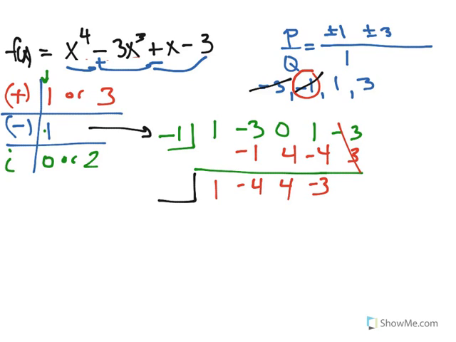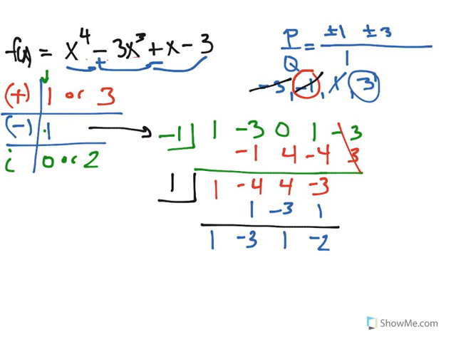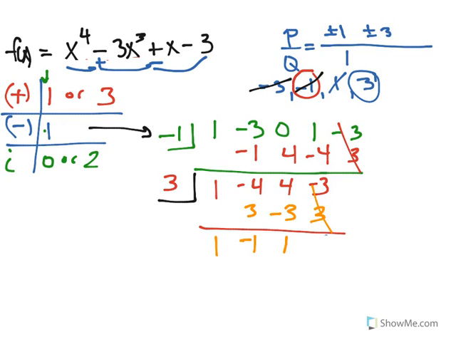Now I got to work on the 1 or 3. I'm going to check the 1 because if I do synthetic division and my bottom row is all positives, I don't have to worry about the 3. So when I do synthetic division with the 1, I get the following. Notice my bottom row did not have all positive signs, so 1 doesn't work. That means 3 is probably going to end up working. So let's try 3. When I try 3, here's what I end up with: a 1x squared minus 1x plus 1.